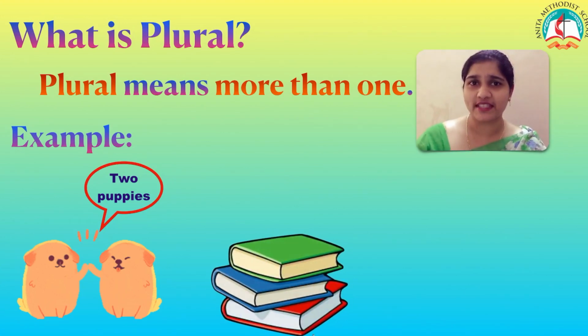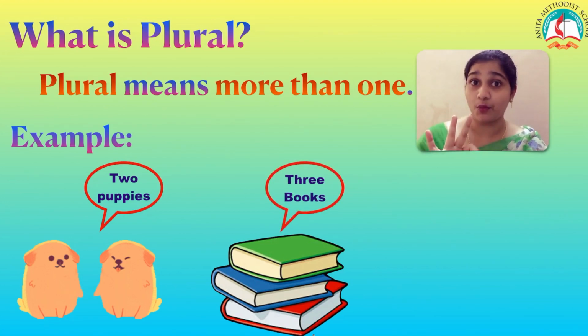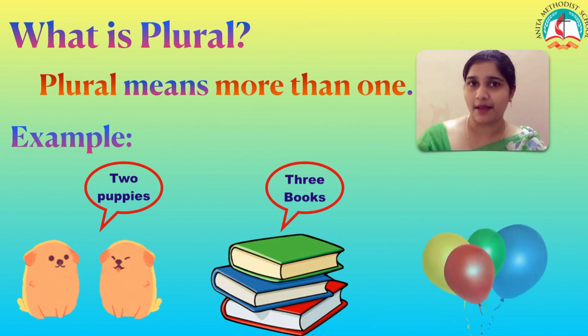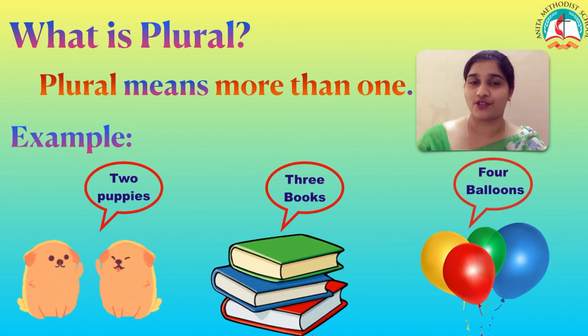How many books do you see in this picture? 3 books. 3 is a number which is more than 1. So this is an example of plural. Here is another example. How many balloons do you see in this picture? More than 1? There are 4 balloons. So this is another example of plural. So children, I hope that you understood the concept of singular and plural. Singular denotes only one and plural denotes more than one.